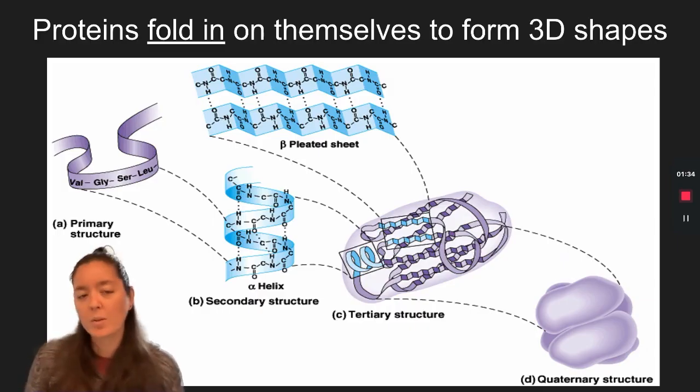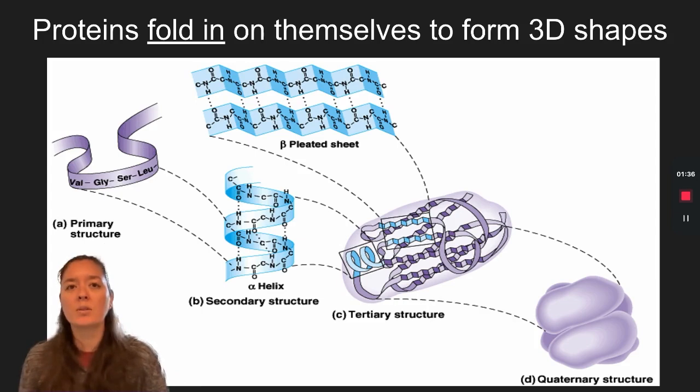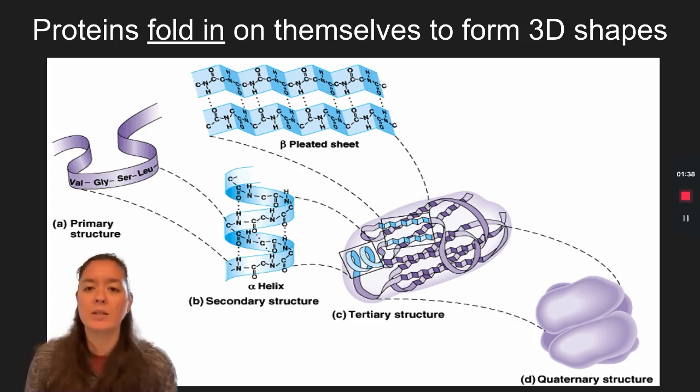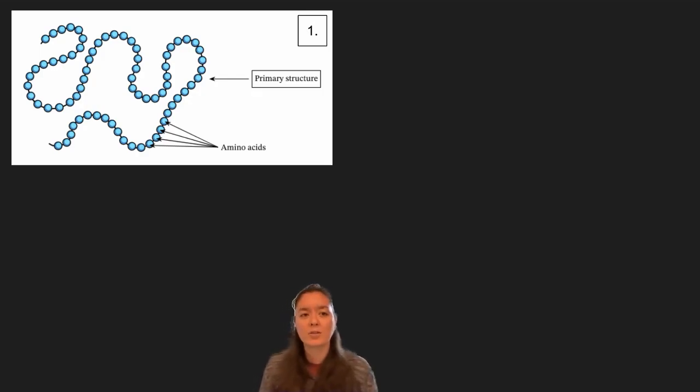What's really cool about proteins is that they fold and they make these really interesting 3D shapes. And there are 4 different levels, because life is organized in levels. There are 4 different levels of a protein structure. So first, our primary structure is a long chain of amino acids. So we have our monomers all linked together to form our polymer, a protein, or a polypeptide.